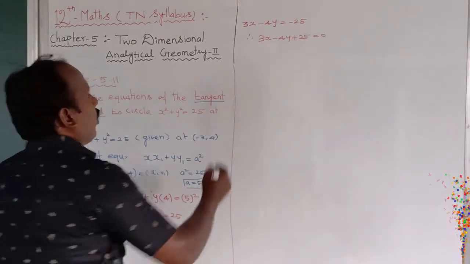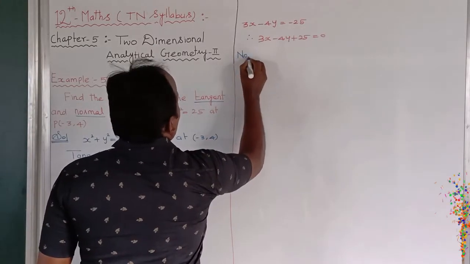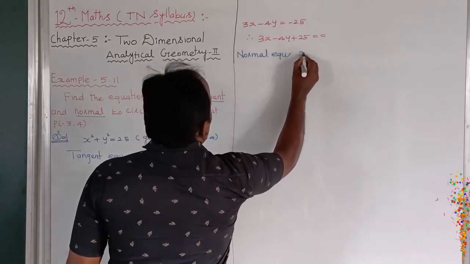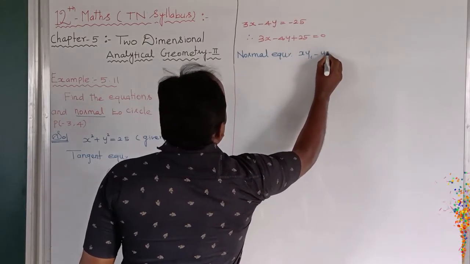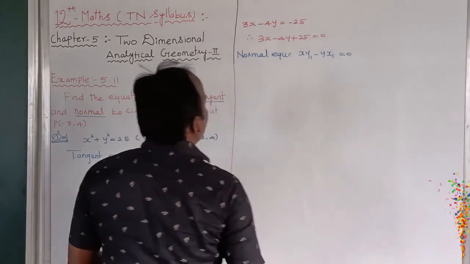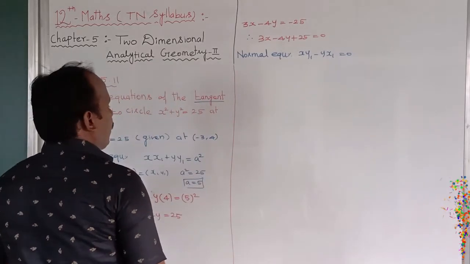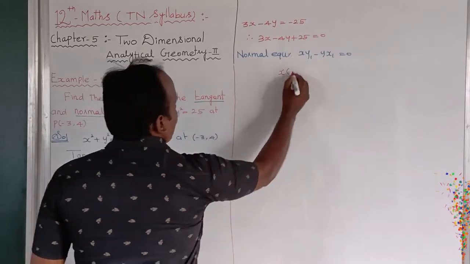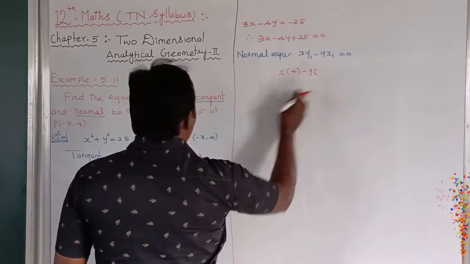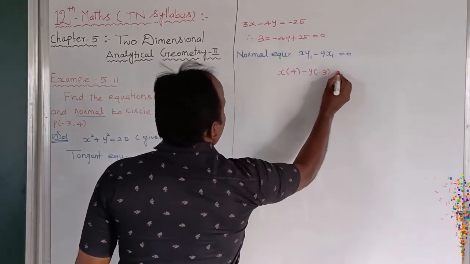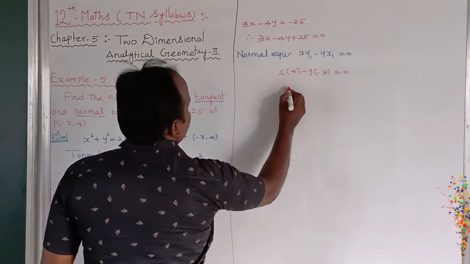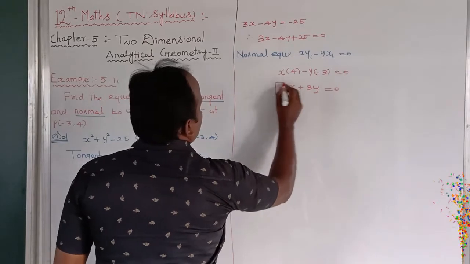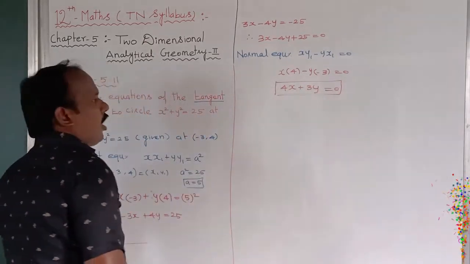Next, we go to the normal equation. The normal equation formula is x y1 minus y x1 is equal to 0. Now apply the values of x1, y1. x into y1, where y1 is equal to 4, minus y into x1, where x1 is equal to -3, is equal to 0. Now 4x plus 3y is equal to 0. That is the normal equation.